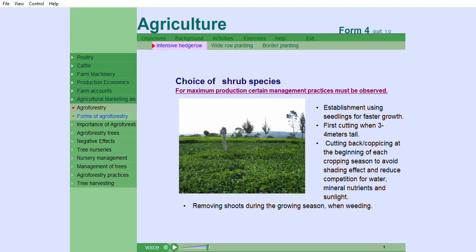Establishment using seedlings for faster growth, first cutting when 3 to 4 meters tall, cutting back or coppicing at the beginning of each cropping season to avoid shading effect and reduce competition for water, mineral nutrients, and sunlight. Removing shoots during the growing season when weeding.